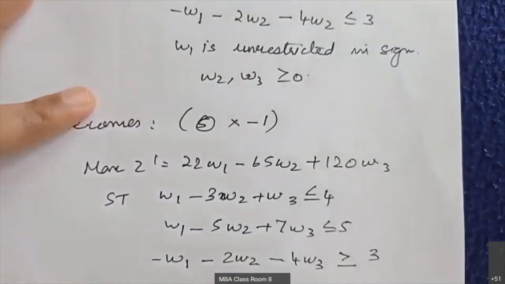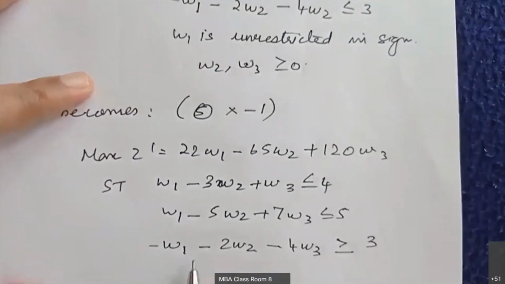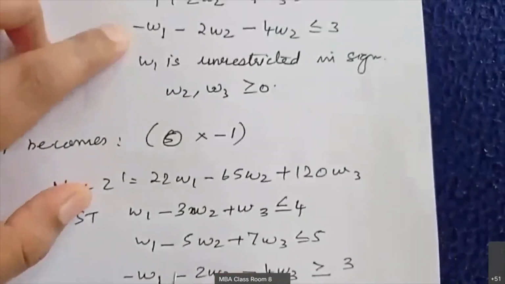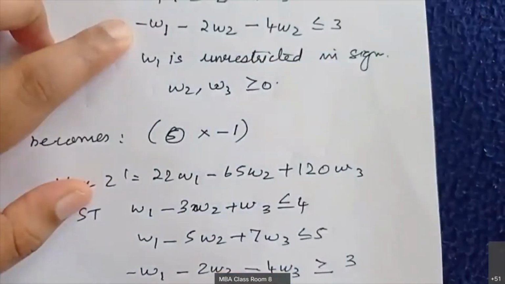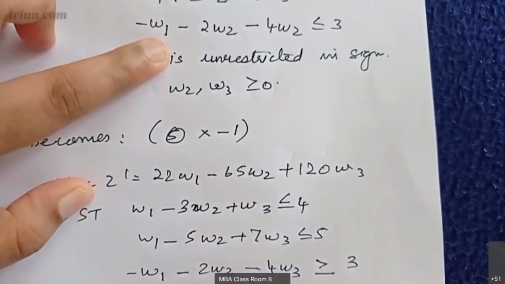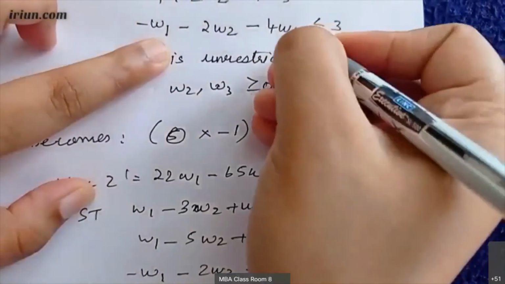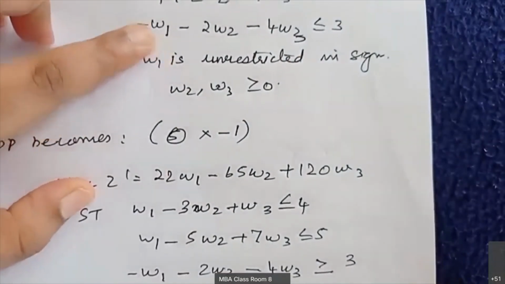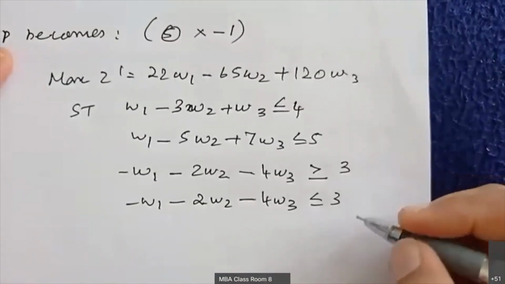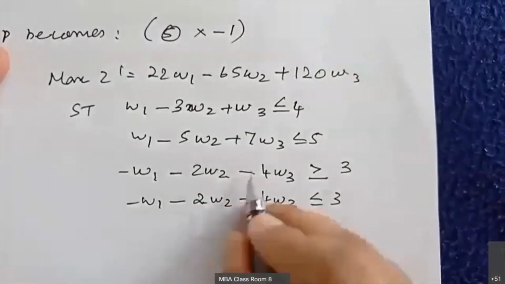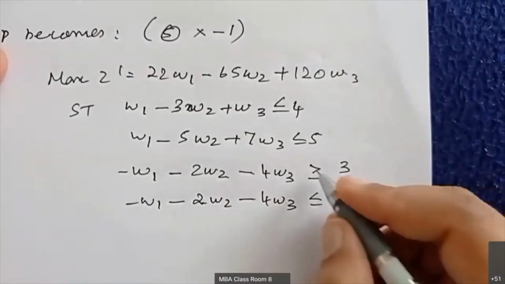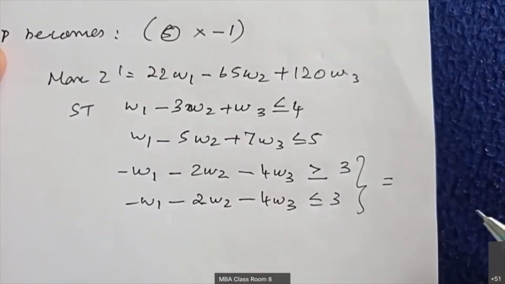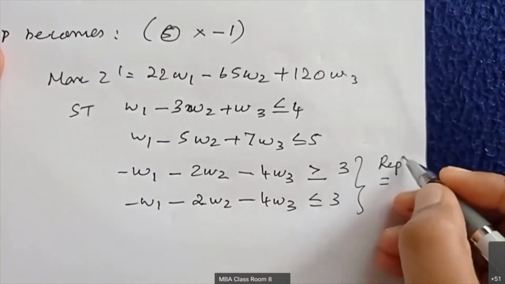So did you see, this is the constraint wherein I have multiplied with -1 on both sides for the third constraint. Now the fourth constraint will remain the same. Just take it down: minus W1 minus 2 W2 minus 4 W3, less than or equal to 3. Compare the two constraints here. It is all the same, just for the symbol. The symbols are greater than or equal to and less than or equal to. Just replace these two with an equal to symbol.